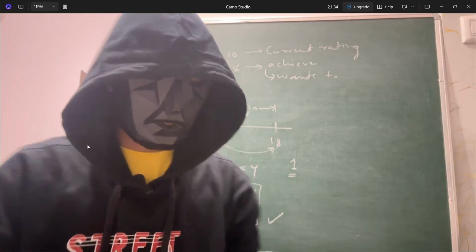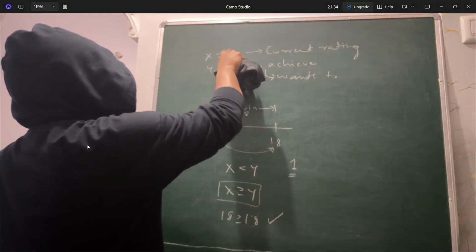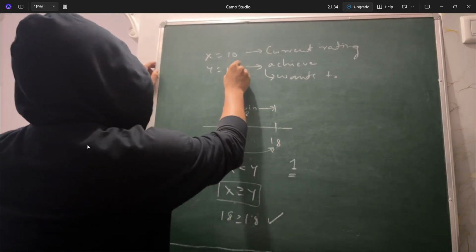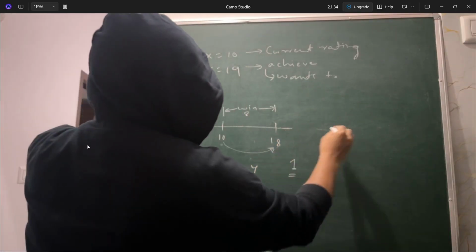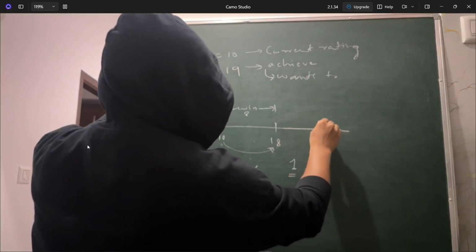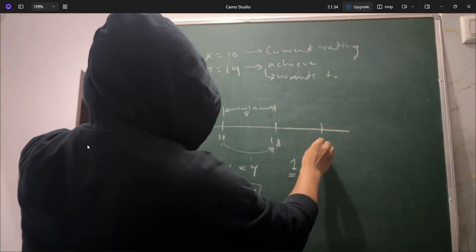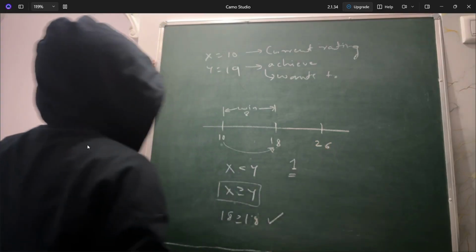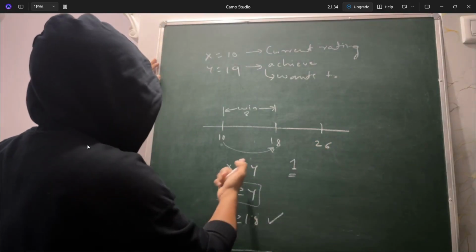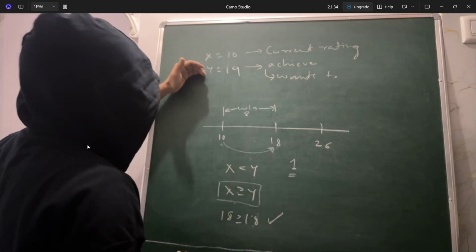Let me take the fourth example and explain how we will be solving it. If you add 8 to this, our answer will be 26. So basically, if you think about this case, her rating is 10 and she wants to achieve a rating of 19.